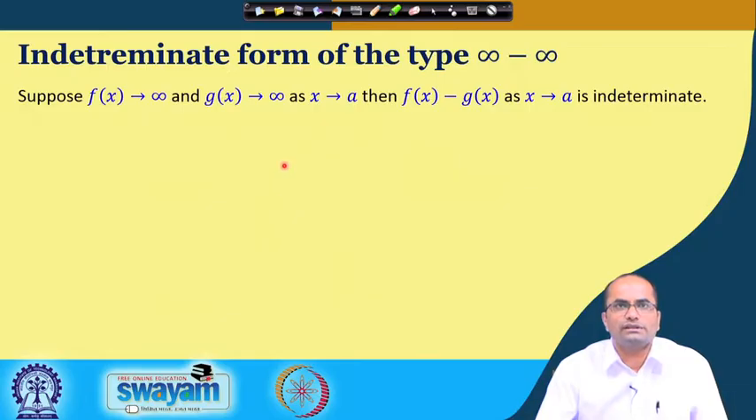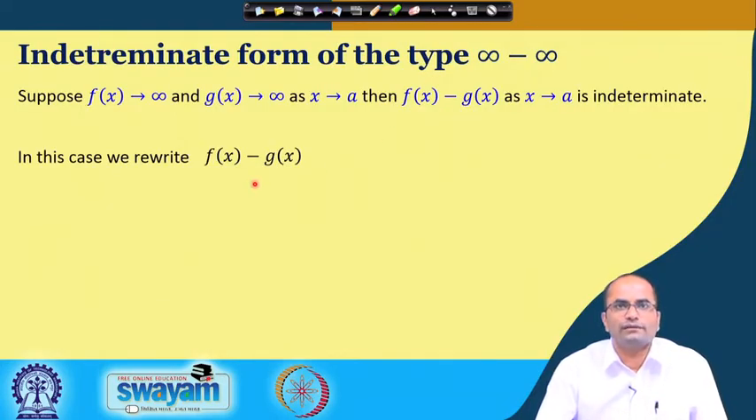Now we will discuss the indeterminate form of the type infinity minus infinity. Suppose f x goes to infinity and g x goes to infinity as x goes to a. Then this difference f x minus g x as x goes to a is indeterminate, because we have the infinity minus infinity form, and we have already discussed in the last lecture that this is an indeterminate form, and we have to be careful to evaluate such limits.